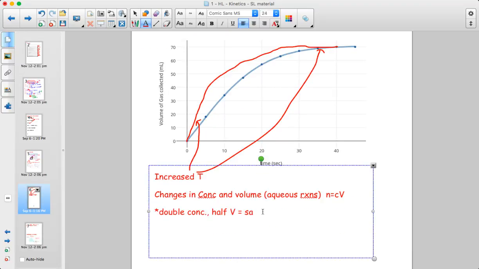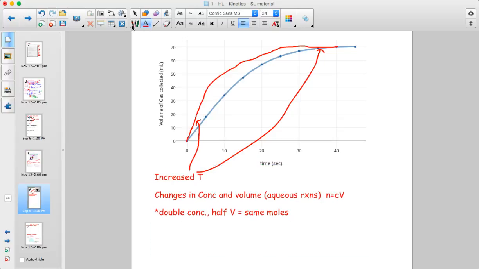This equals the same moles, and so if this is what we did, then I'll do that one in blue. It would look just like the temperature one. Because we doubled concentration, it would go up more quickly, but we'd end at the same height.